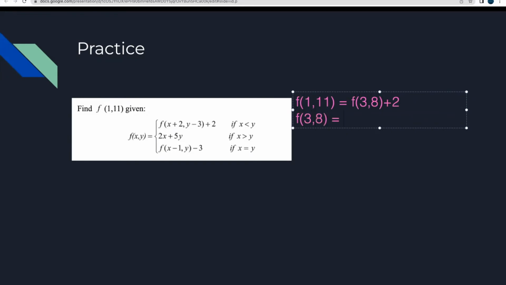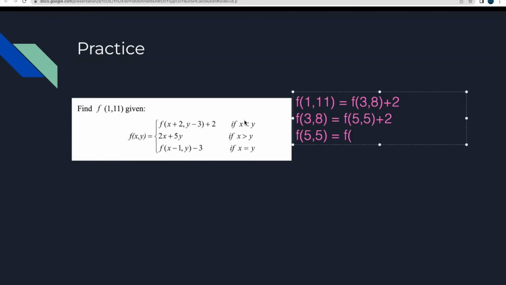So 3 is still less than 8. So we're going to do 3 plus 2, which is 5. 8 minus 3, which is also 5. So now x is equal to y. So we're going to do this last statement here.